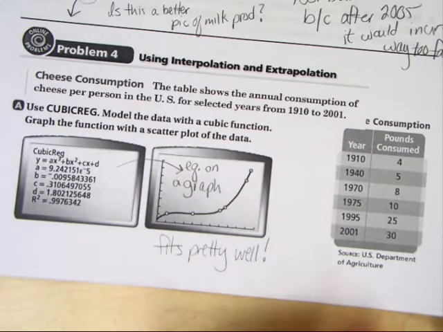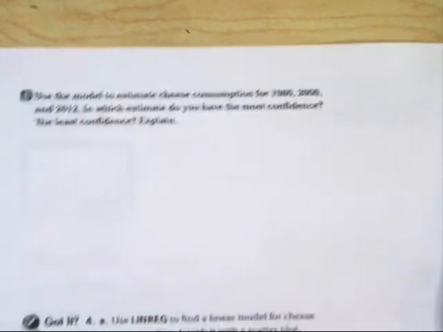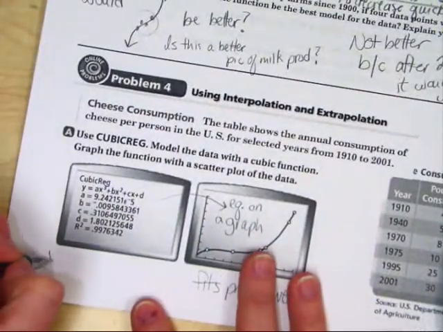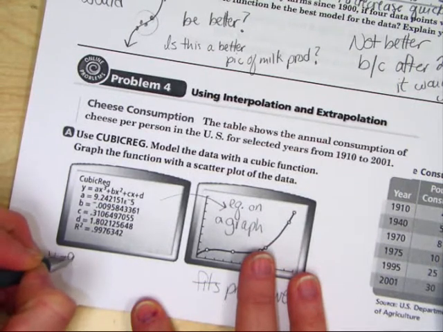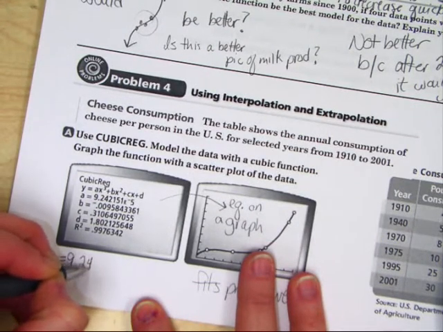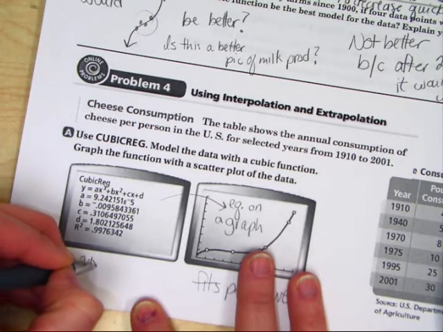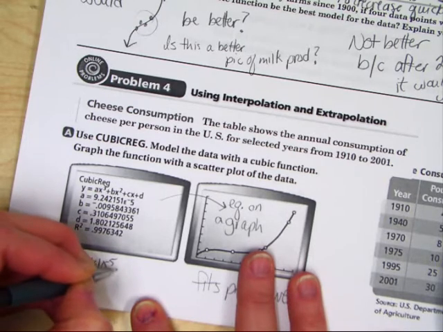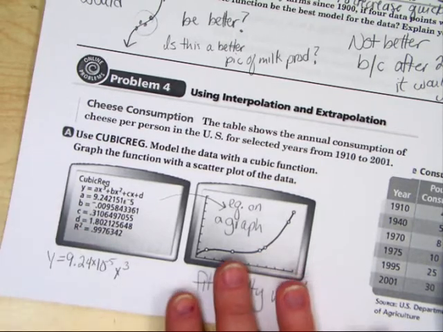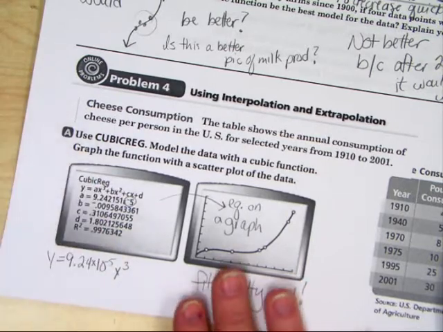Let's move on and see what the questions are going to ask of us. Use this model in part B. In fact, we better write down what the equation was. Let's write down this equation. It would be y equals 9.24 times 10 to the negative 5 x cubed. The reason I did times 10 to the negative 5 is that e minus 5 there.